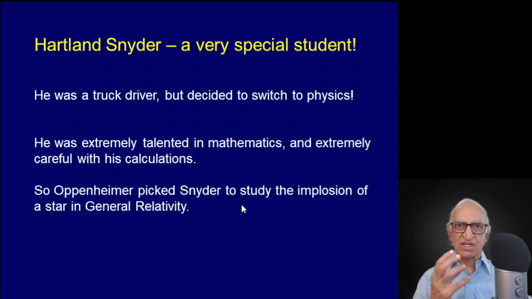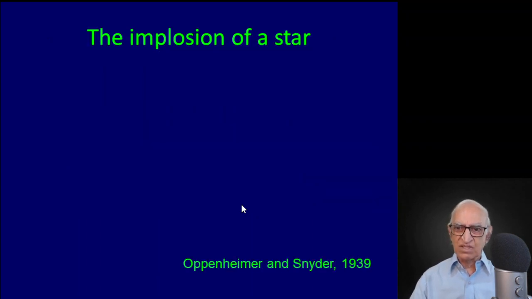They assumed that the star was spherical and non-rotating. They assumed that there was no internal pressure or energy generation, etc., etc. But given these reasonable simplifying assumptions, Snyder went on to do an exact calculation within the premise of general relativity. And this is what he found.